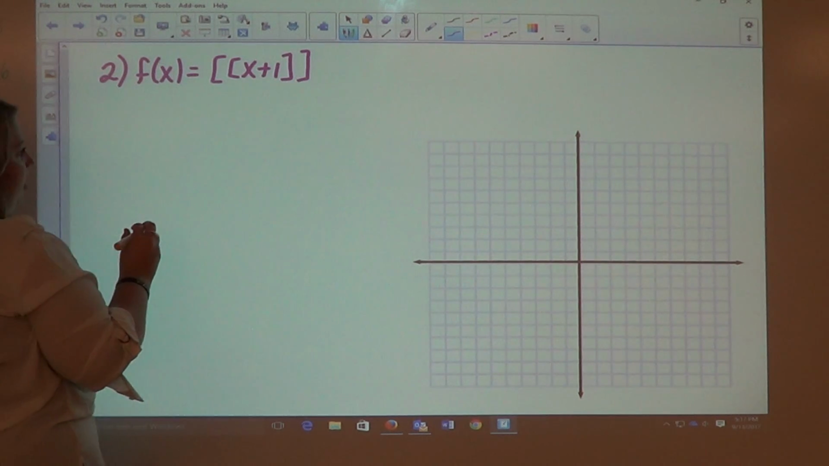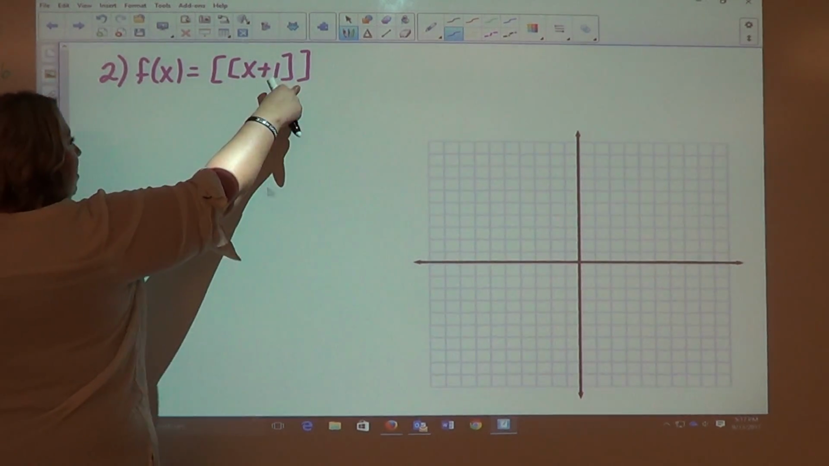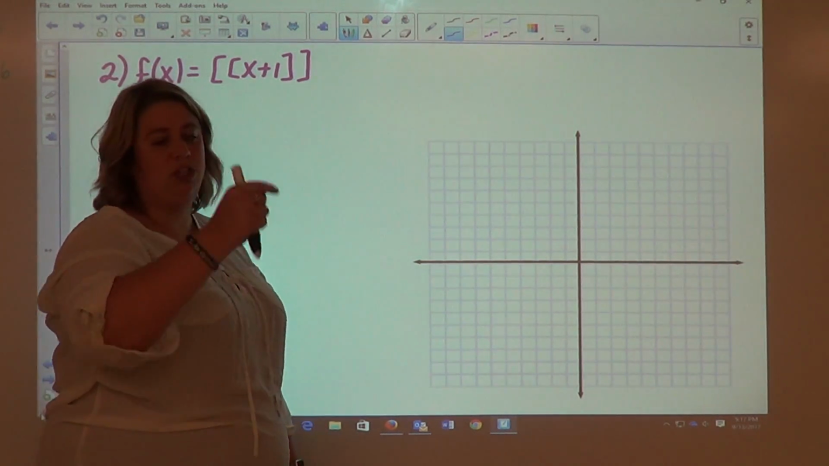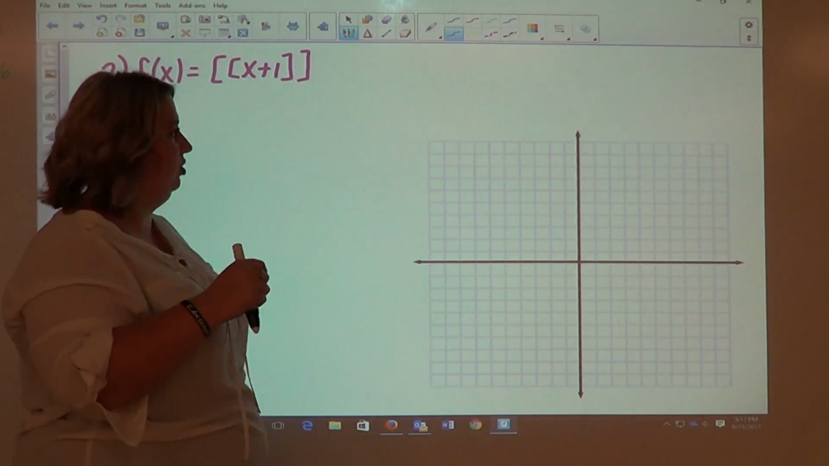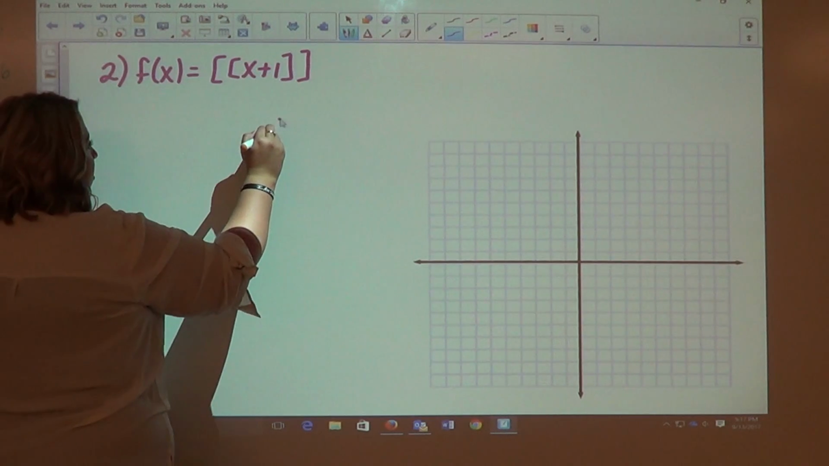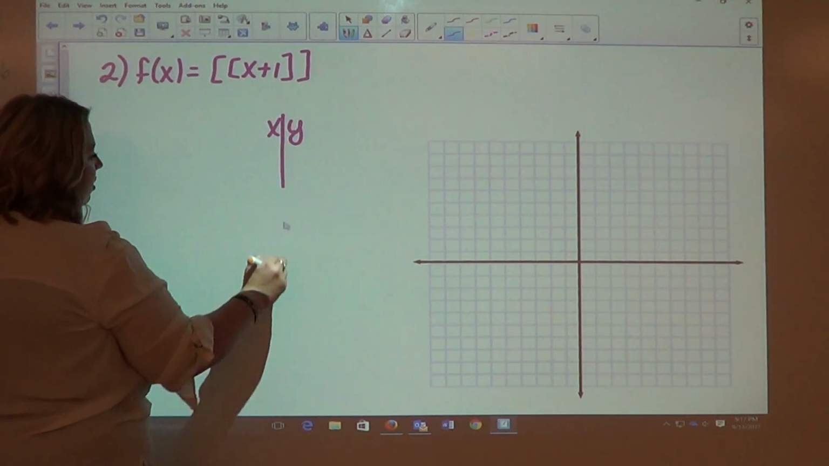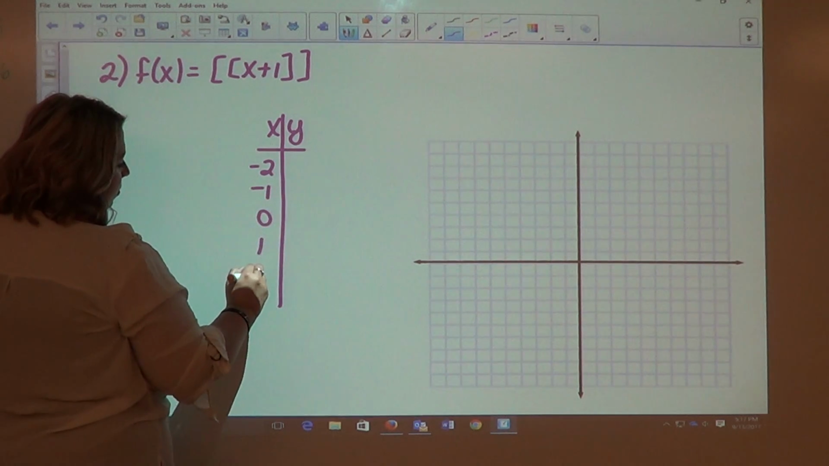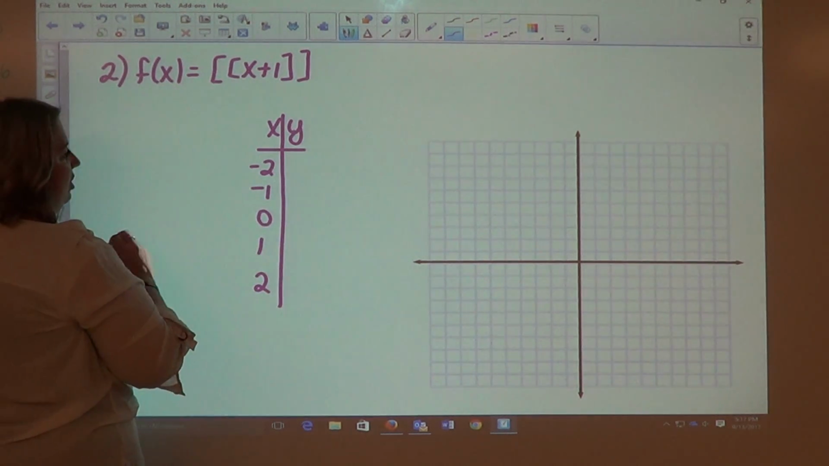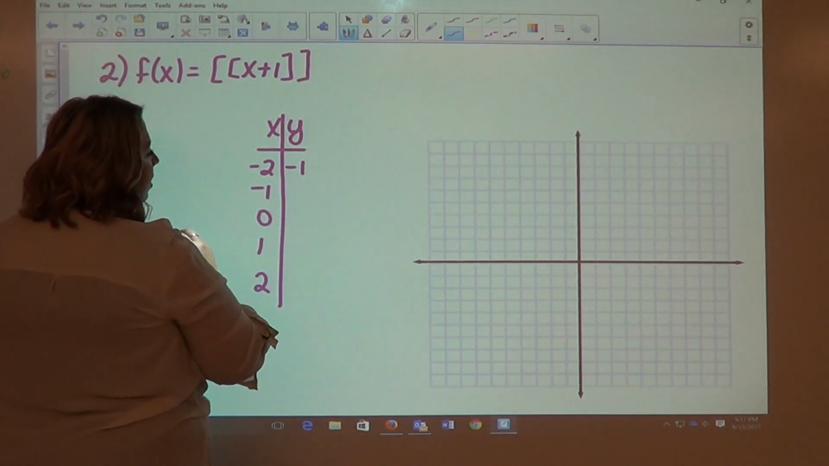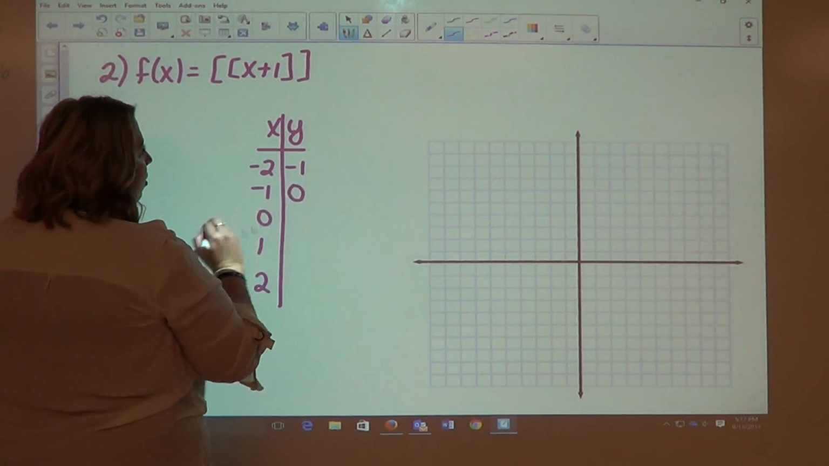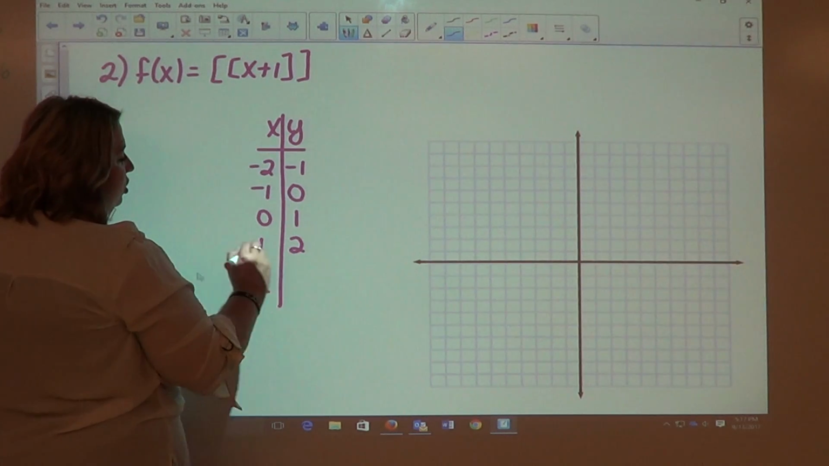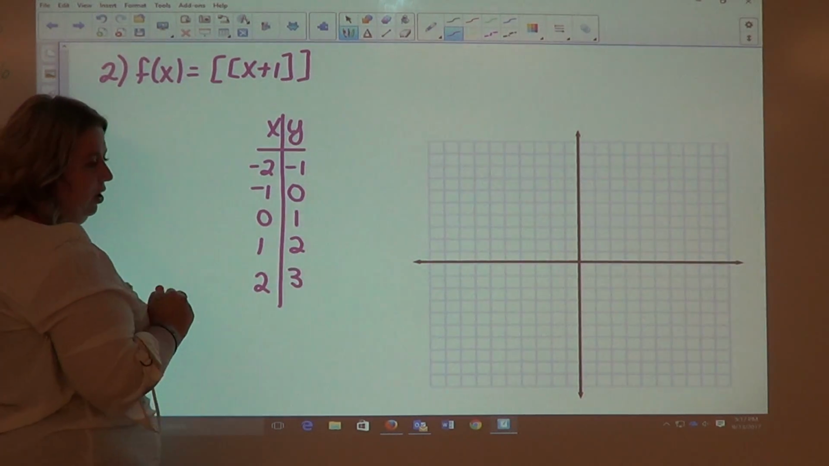Okay, we're going to do the same thing on this one. And all the double brackets mean you don't do anything special, it just means that's going to be a greatest integer or a step function. Okay, so I'm going to make my t-chart. Use -2 through 2. So -2 plus 1 is -1. -1 plus 1 is 0. 0 plus 1 is 1. 1 plus 1 is 2. 2 plus 1 is 3.